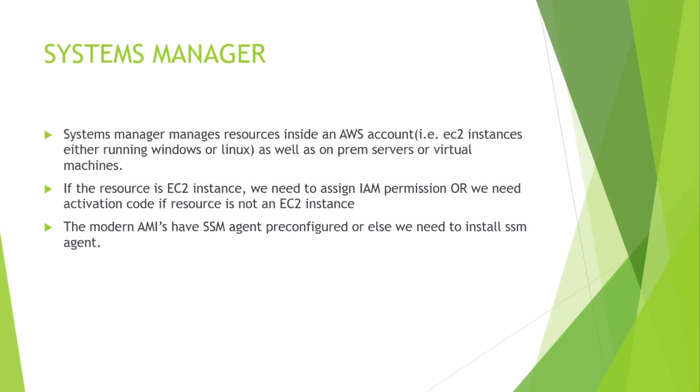Systems Manager manages resources inside an AWS account, that is, EC2 instances either running Windows or Linux, as well as on-prem servers or virtual machines. If the resource is an EC2 instance, we need to assign IAM permissions, or we need an activation code if the resource is not an EC2 instance. The modern AMIs have the SSM agent pre-configured, or else we need to install the SSM agent.